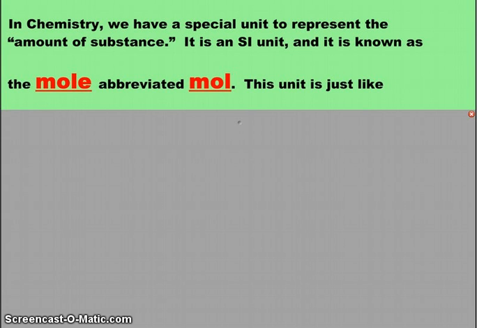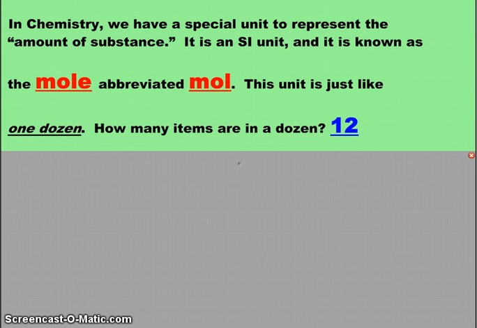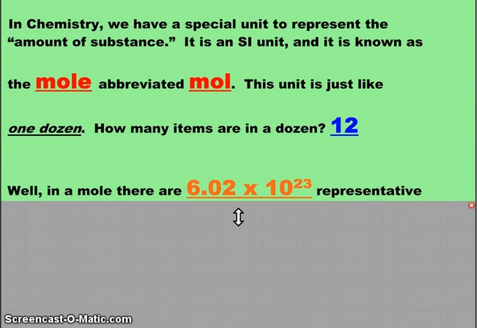You're welcome. Now what this unit is, just like the dozen. Okay, it's the chemist's dozen. If I ask you how many things are in a dozen, it's probably pretty quick that you can answer 12. Well, to a chemist, if someone asks them how many things are in a mole, very quickly we can say 6.02 times 10 to the 23rd representative particles.